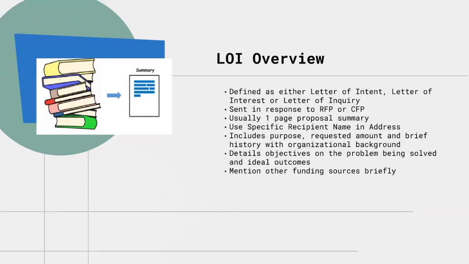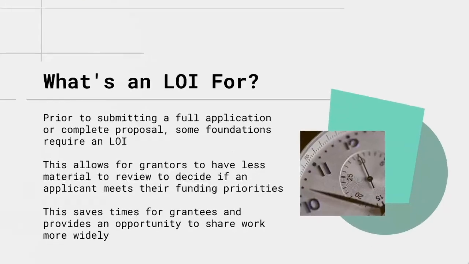It's going to include your purpose, the requested amount, a brief historic overview of the organization, its background, the work that you've been doing, and why you're a credible source for getting this call met or this request fulfilled. And then you're also going to include details on the problem that you'll be solving and ideal outcomes. Make sure to mention any other funding sources that are related briefly within that as well.